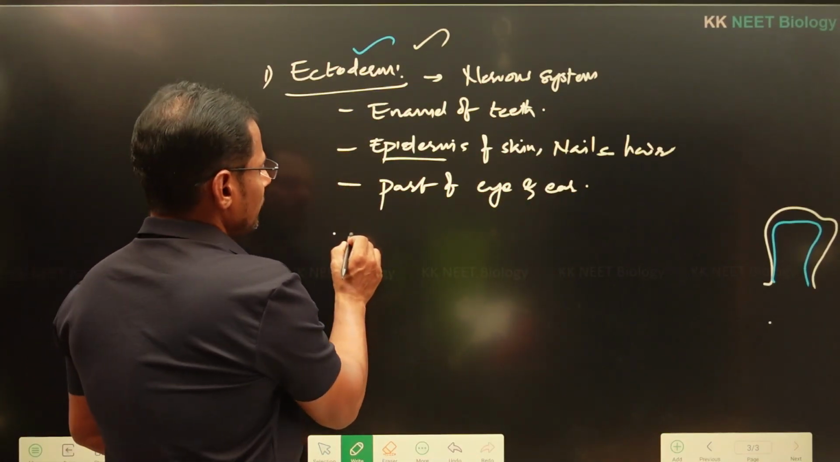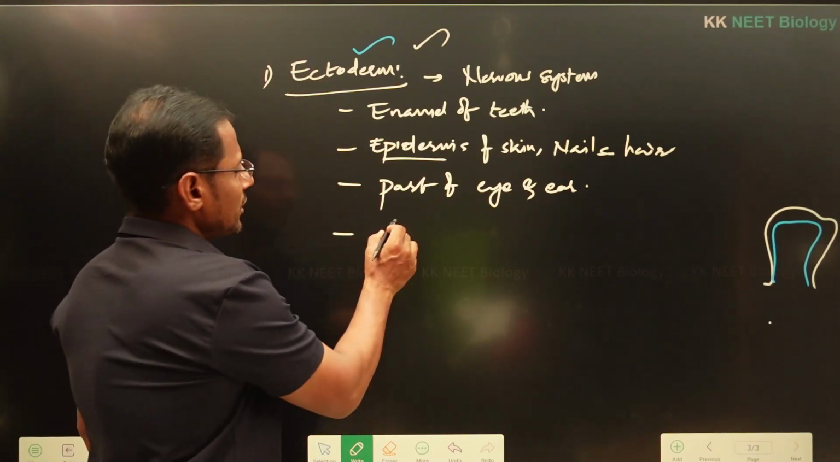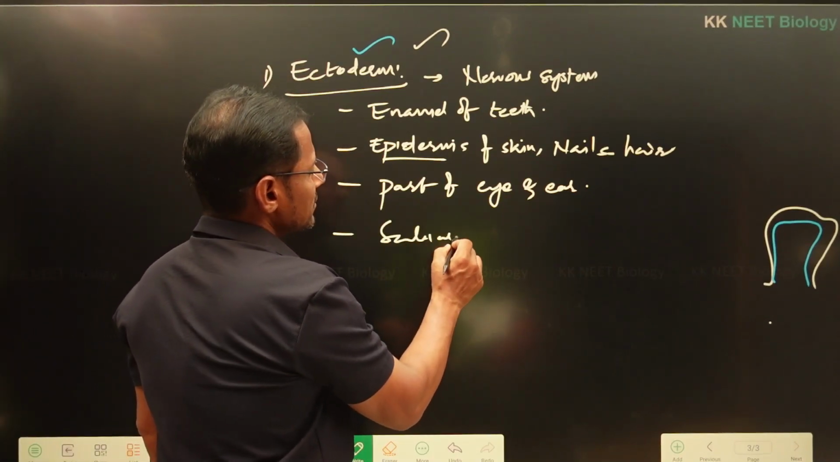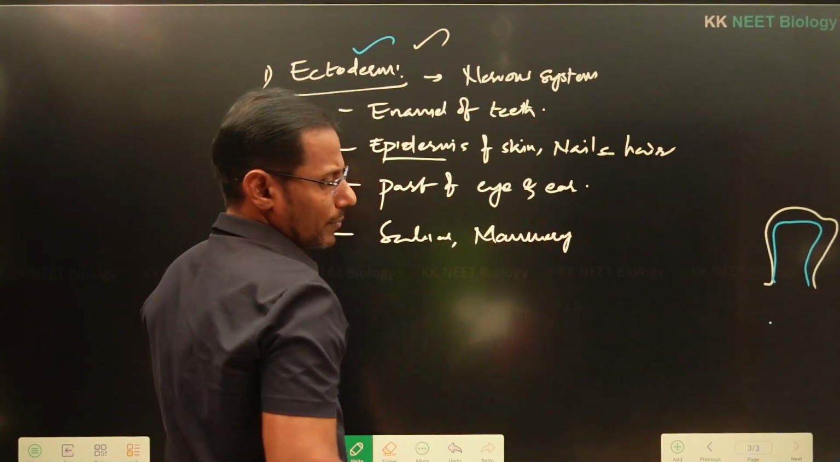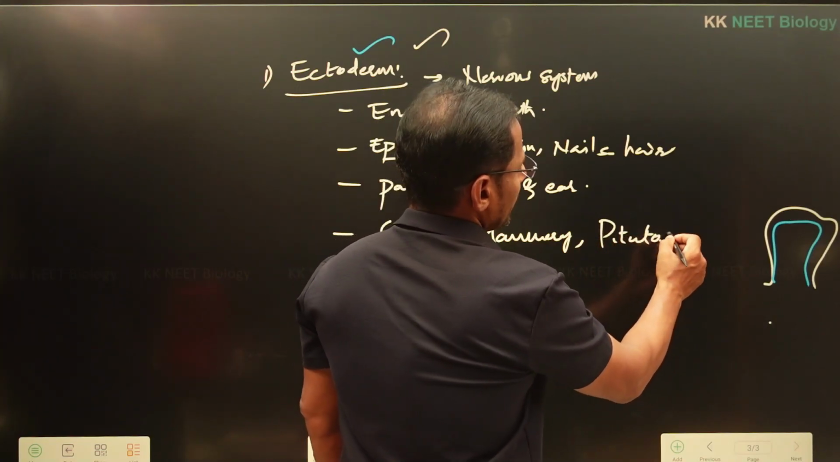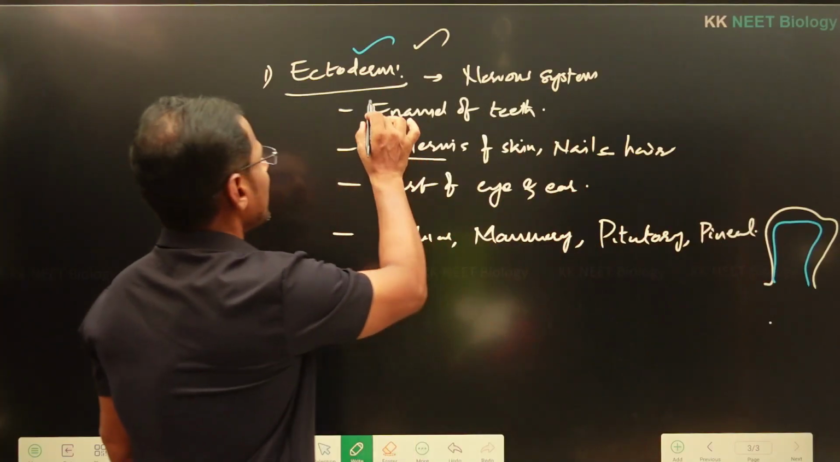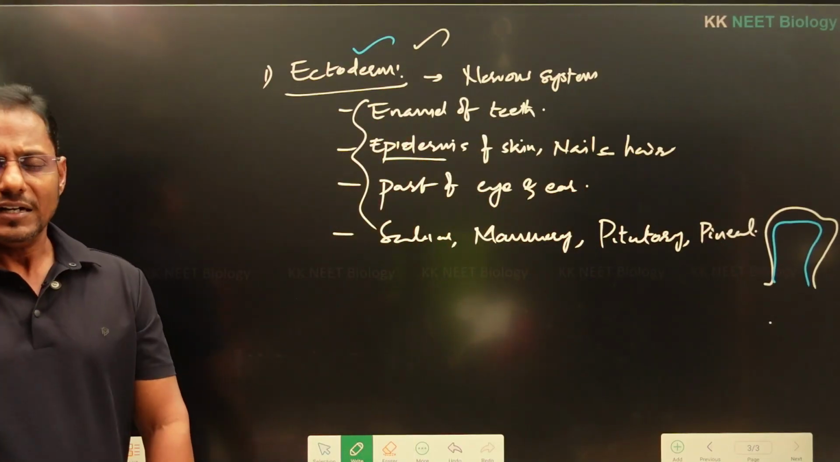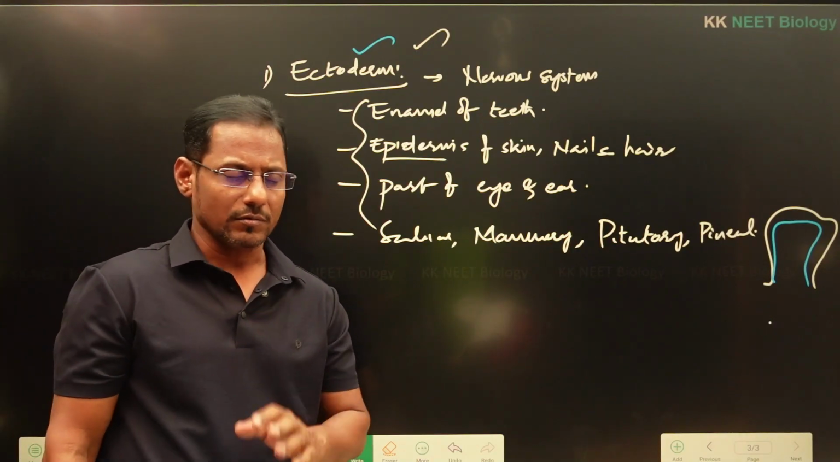And if you see the glands, some of the glands also develop from the ectoderm, especially salivary glands and mammary glands, as well as the pituitary gland and the pineal gland. So these are the different derivatives of the ectoderm. You must remember all these things, right?